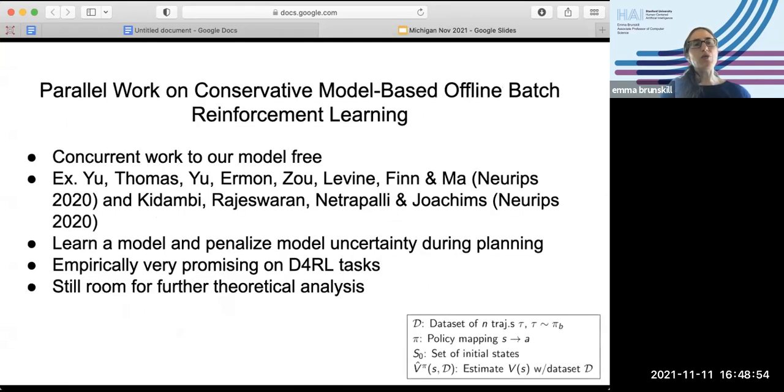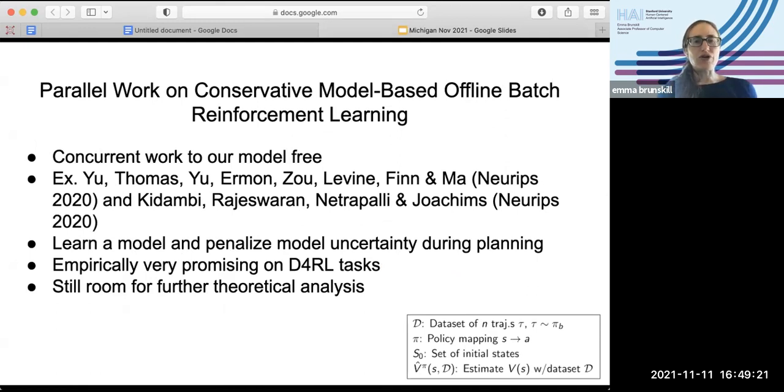There was this parallel work mostly focused on model-based RL. So I think at least 3 of ours all appeared at NeurIPS at the same time. And they took a similar approach in terms of trying to be explicit about our model uncertainty and got some really nice performance on D4RL, which is a benchmark set of tasks. But a lot of them didn't develop these finite sample function approximation bounds.